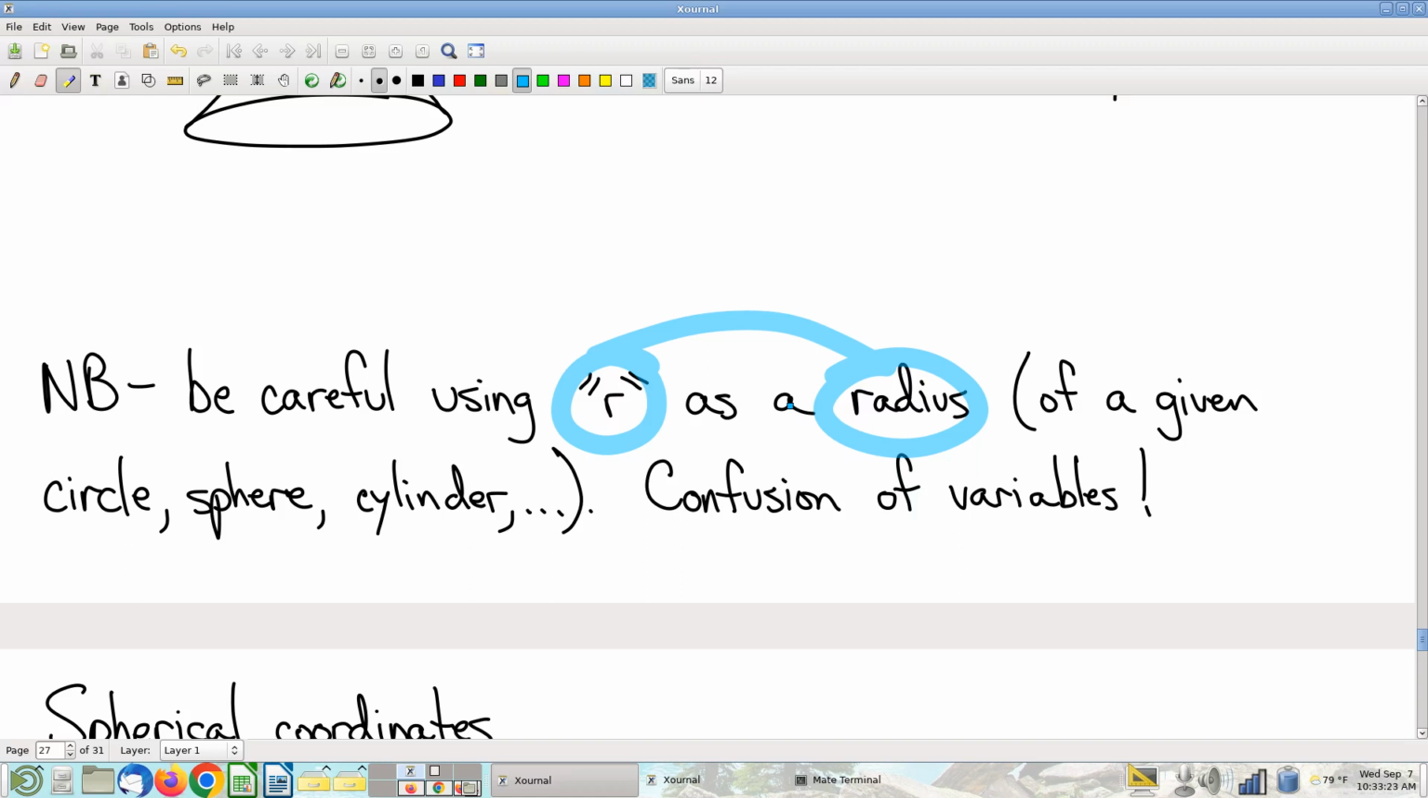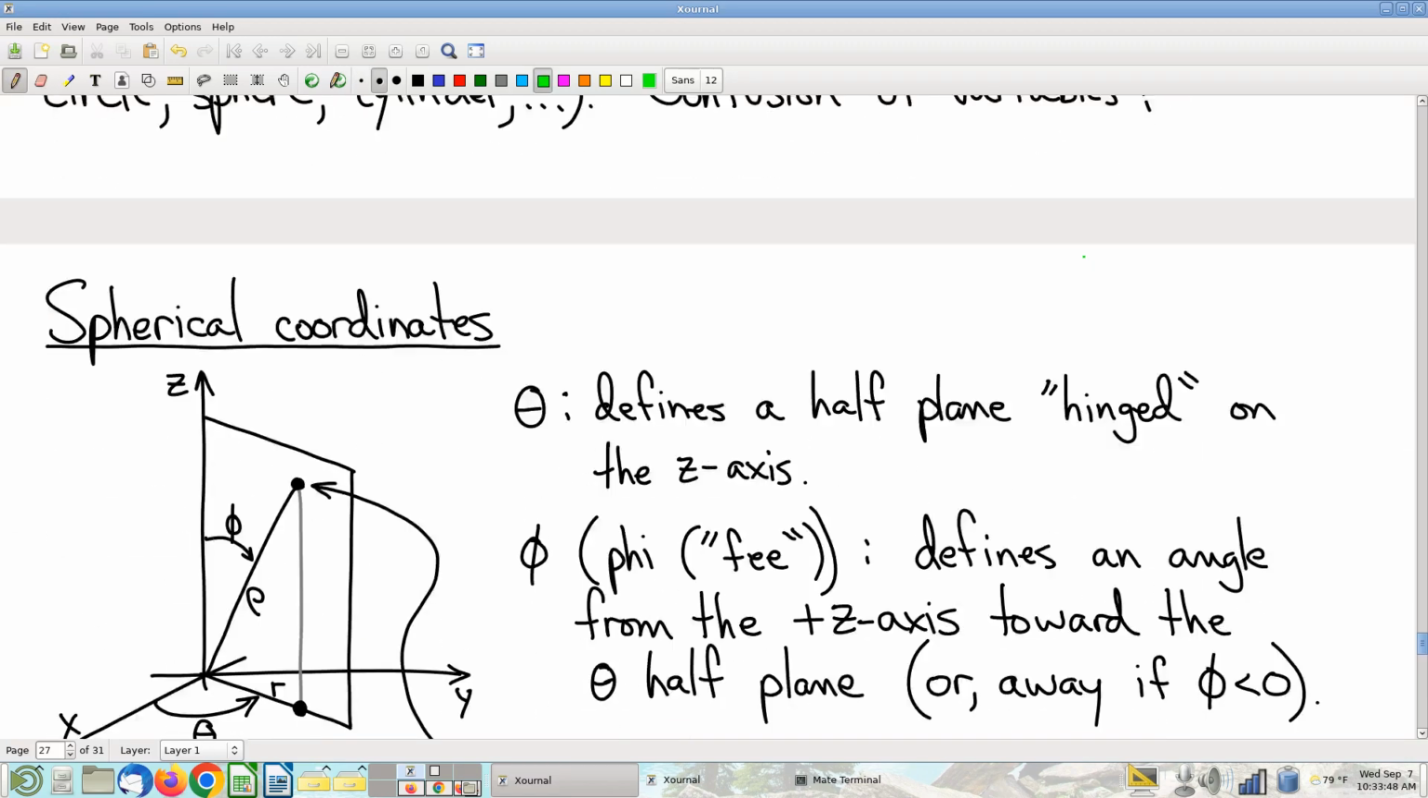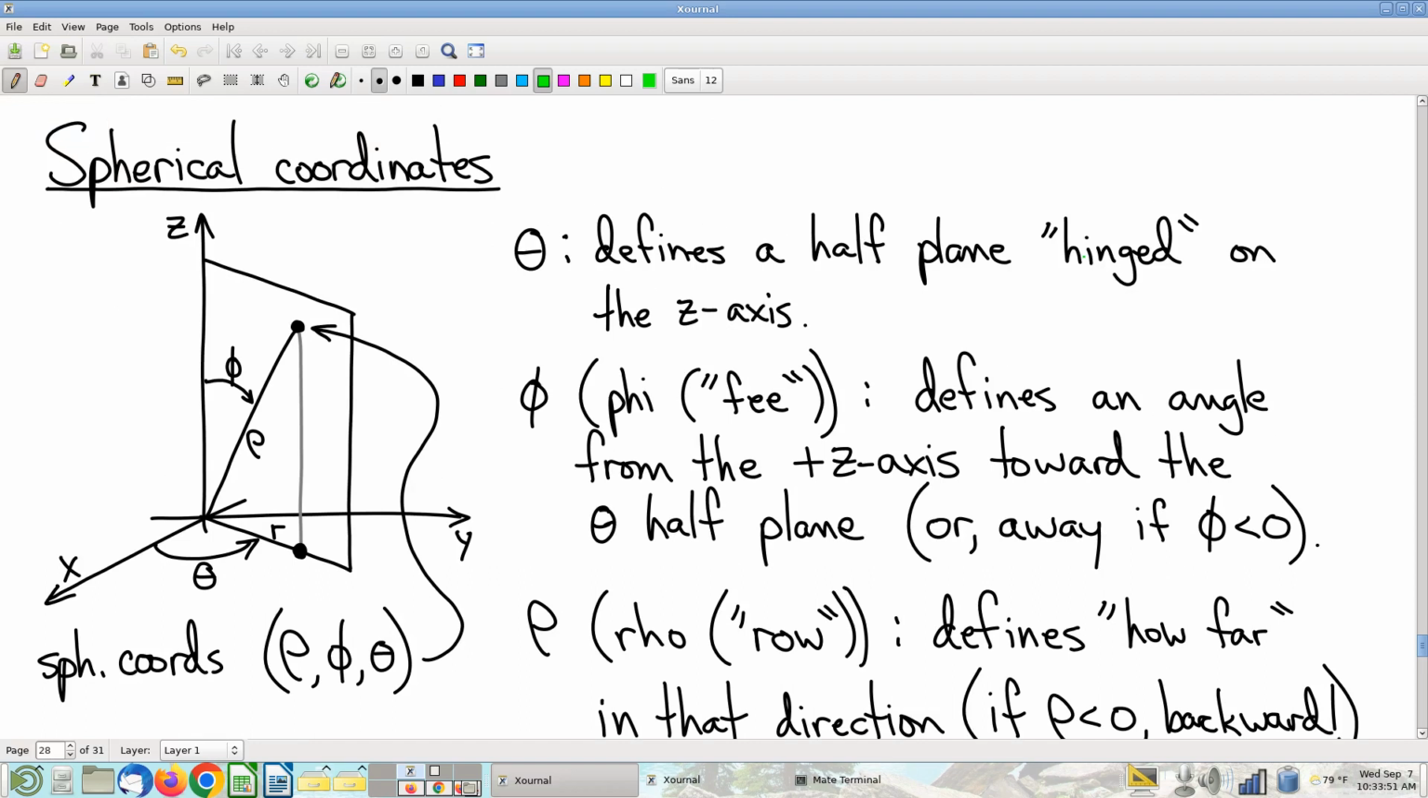Now, if you want to instead use capital R, cool, or R naught, fine, or people will do all sorts of little weird random things. Any modification is all good, fine. But r itself is now a coordinate, and cannot be a constant. All right. Okay, so that's all I'm going to say about cylindrical.